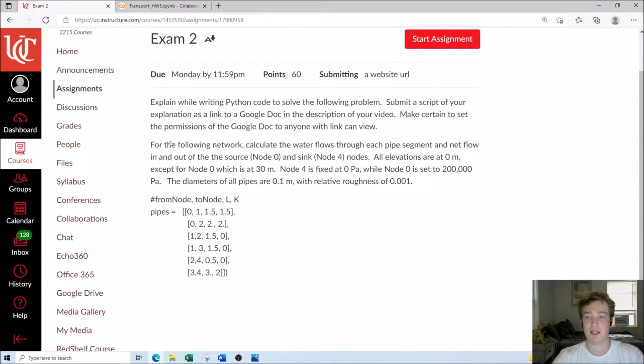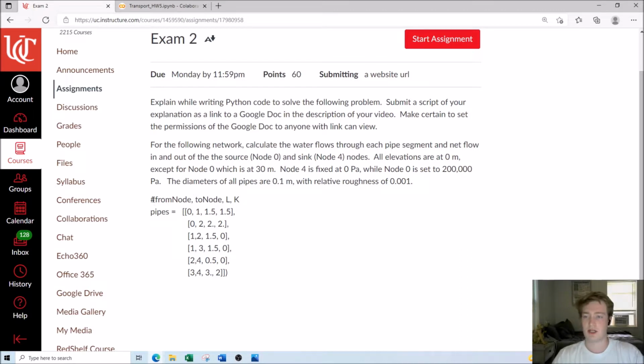We see here the question that we were given: for the following network, calculate water flows through each pipe segment and a net flow in and out of the water source and sink nodes. The source node being node 0 and the sink node being node 4. All elevations are at 0 meters except for node 0, which is at 30 meters. Node 4 is fixed at 0 pascals, while node 0 is set to 200,000 pascals. And then the diameters of all pipes are 0.1 meters, and the relative roughness is 0.001 meters.